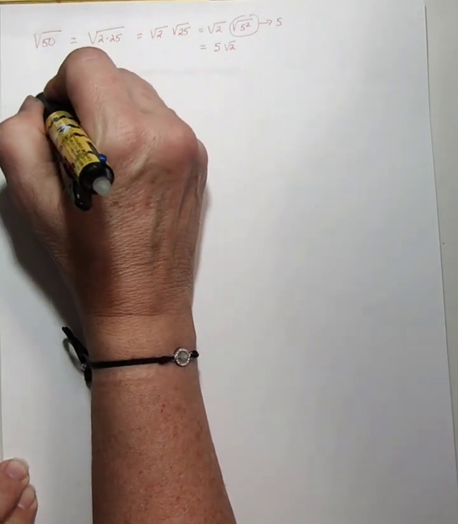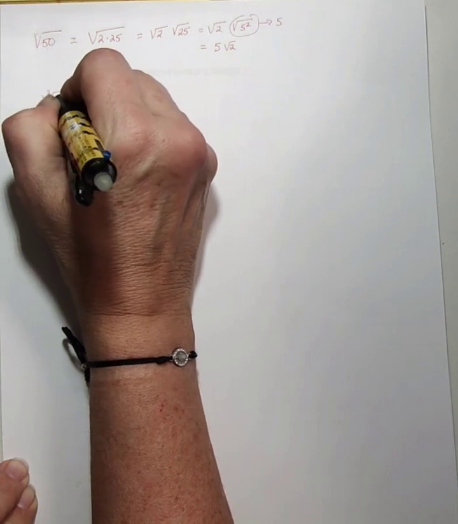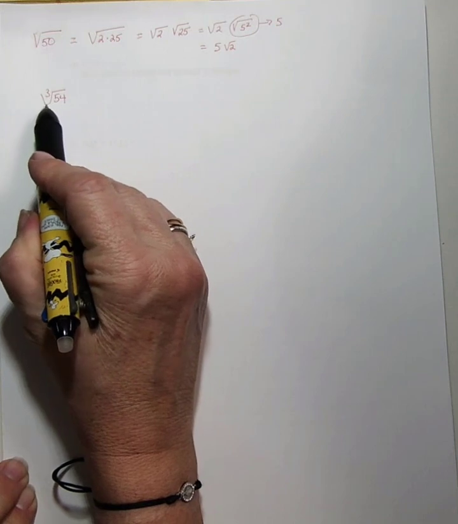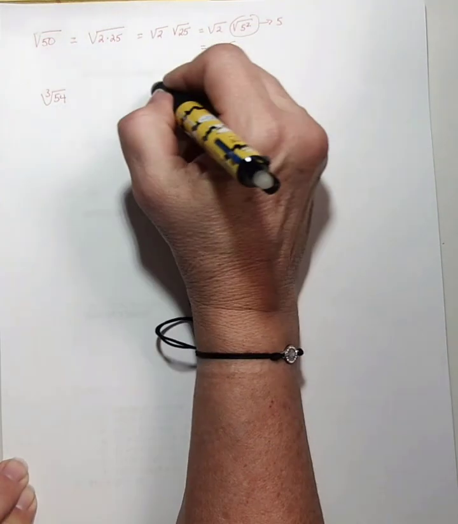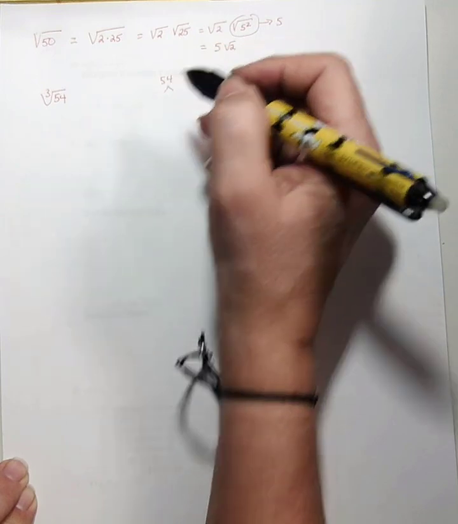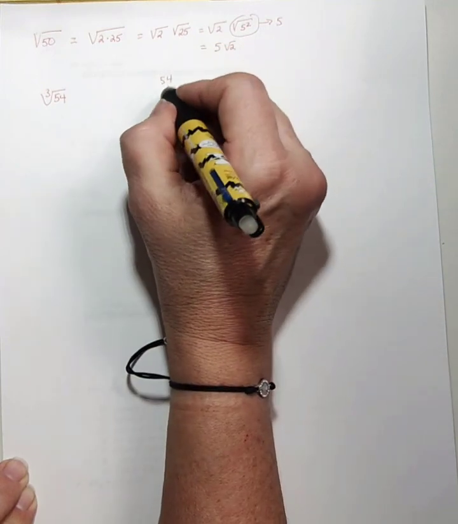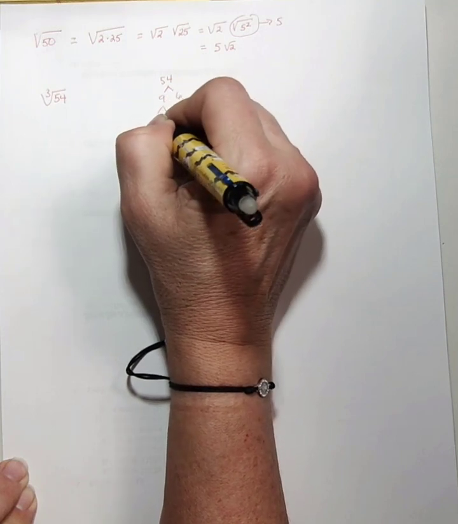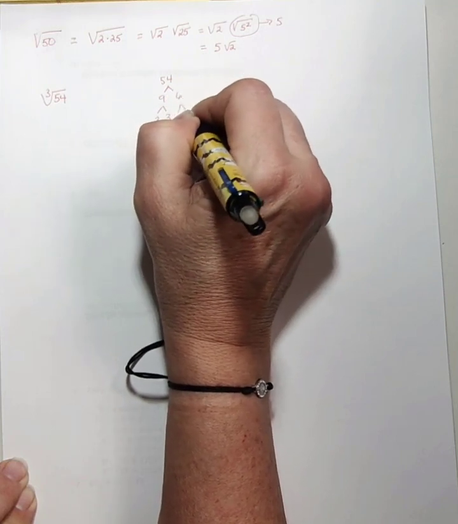Let's look at another example. If I have the cube root of 54, it's nice if I can break 54 up into something to the third power. So I'm going to use prime factorization to help me. If I look in here, I know 9 goes into here 6 times: 3 times 3, 2 times 3.